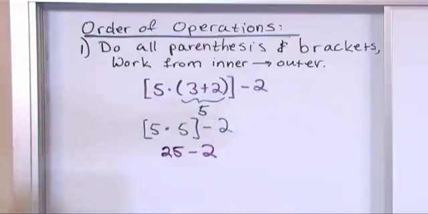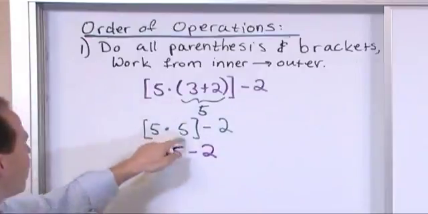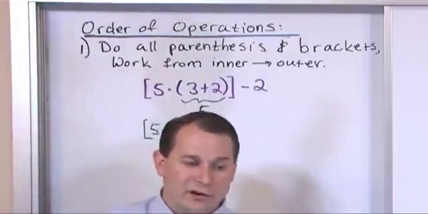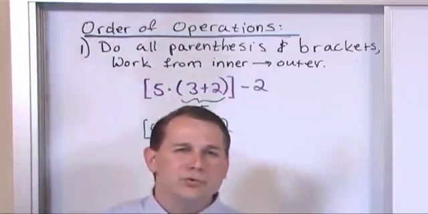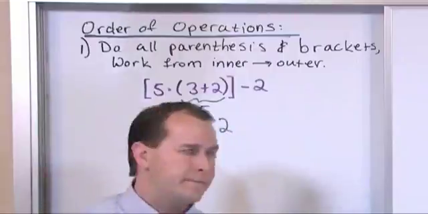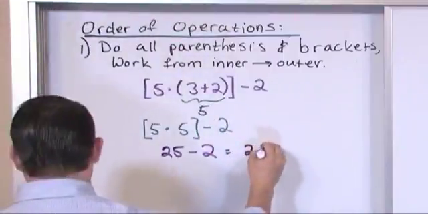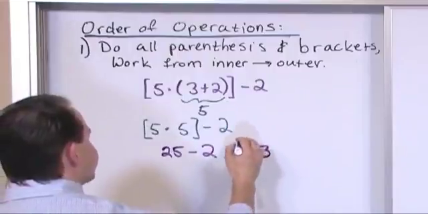Now I can drop the parentheses away, because once I do this operation, the only reason the parentheses or brackets were there to begin with is to tell you to do that first. So once you do what's inside of the parentheses, you can just drop them. And so now you have a simple thing, 25 minus 2, which is 23, and this is the answer, right?